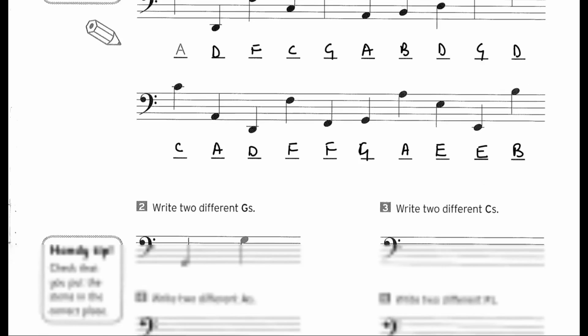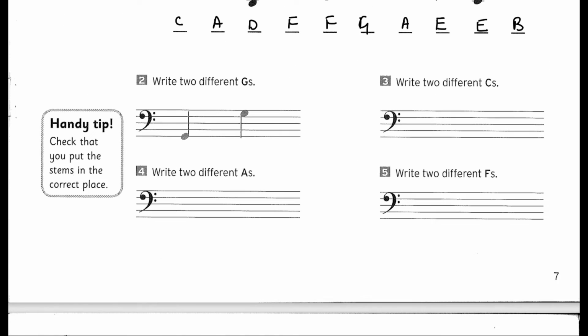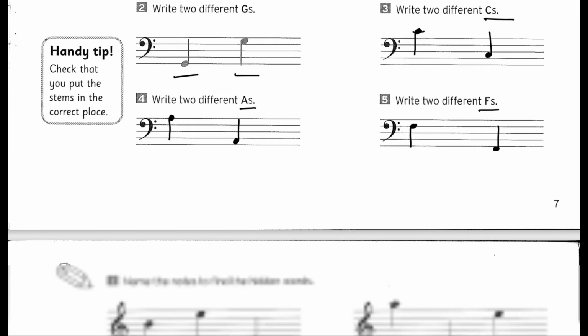Let's move. Now you can see two Gs given here, so now to make two Cs, one C is here, the middle C, the ledger line above, and the second space. Two As, first let's make here on the fifth line, and second is your first space. Two Fs, one F is your fourth line, and the other one could be here, this is F. Okay, let's go ahead.